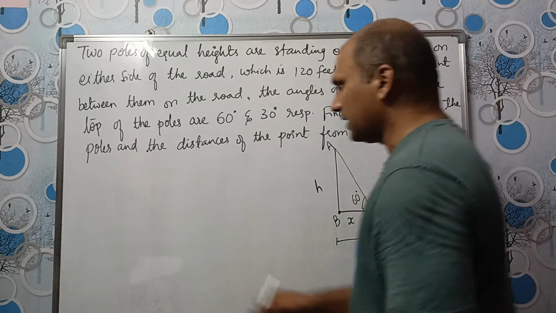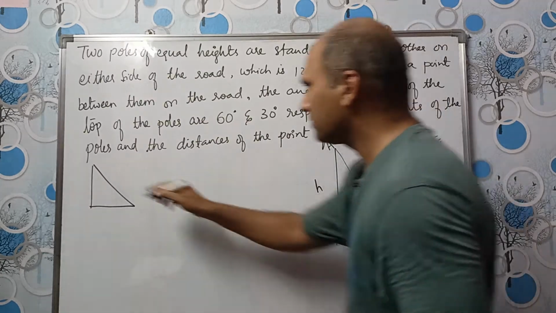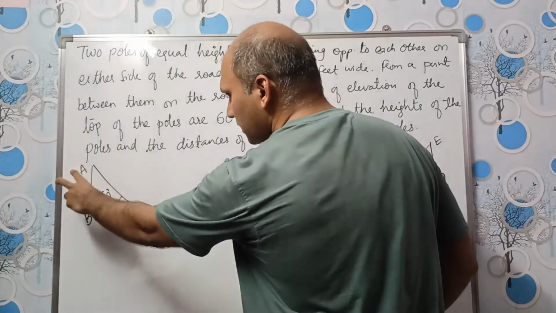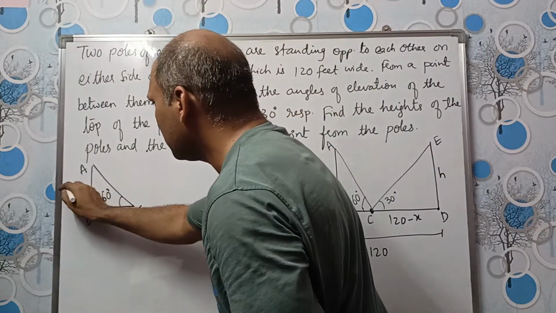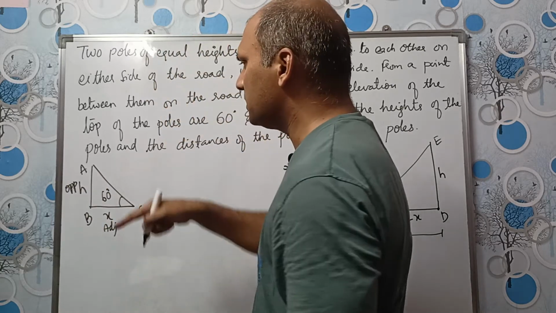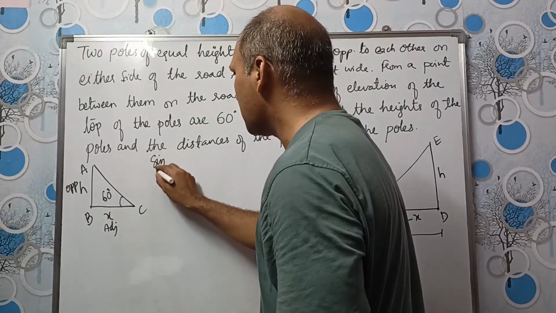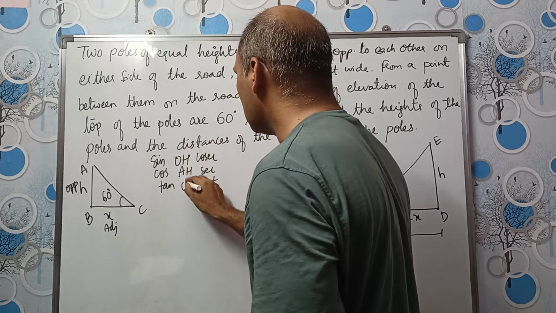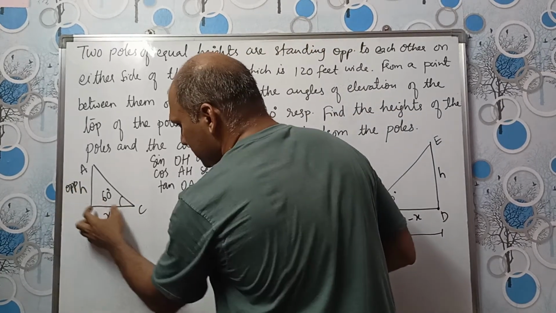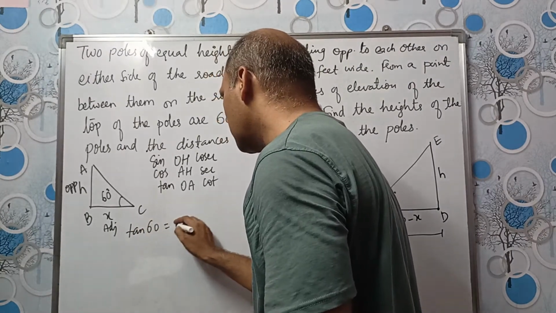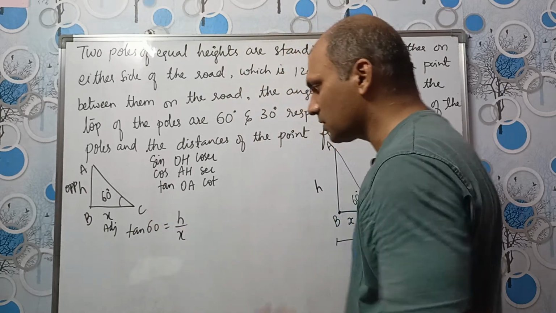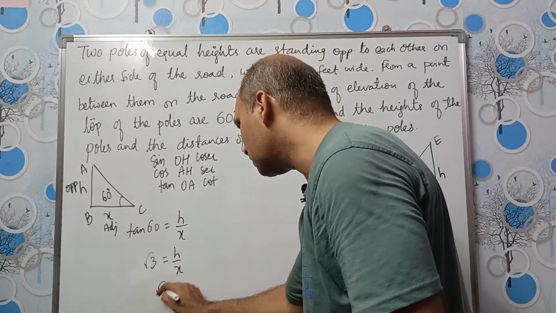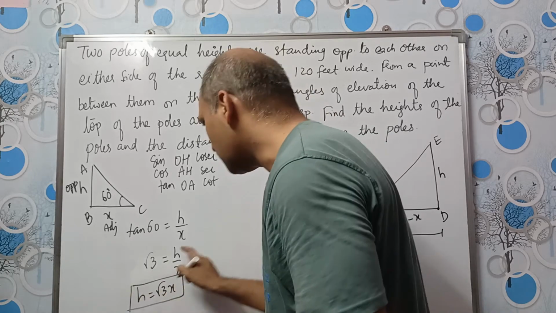Now we have two triangles. Let us take the first triangle ABC. This is A, this is B, this is C. Let AB be h and BC be x, and this angle is 60 degrees. Using this triangle, we will get a relationship between h and x. Since 60 degrees is here, this is the opposite side and this is the adjacent side. Opposite and adjacent are in the tan formula. Tan is opposite divided by adjacent. So tan 60 is equal to opposite h divided by adjacent x. Substituting tan 60 as root 3, root 3 is equal to h by x. So h is root 3 x.